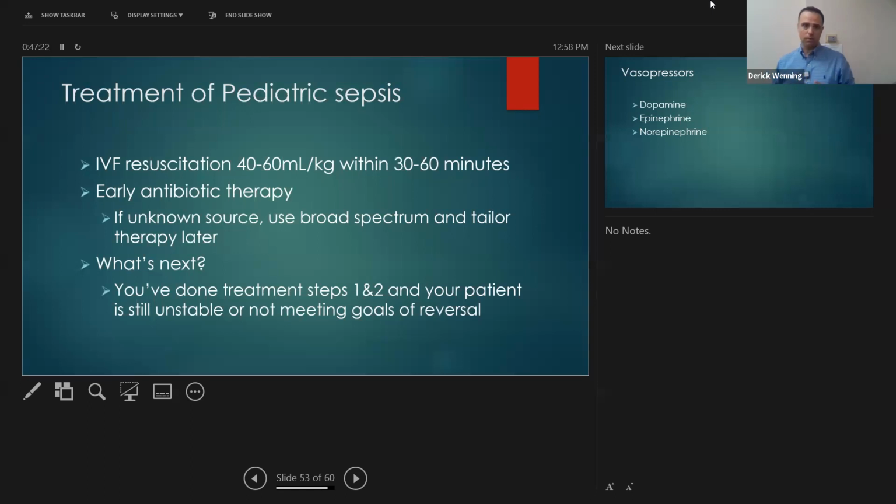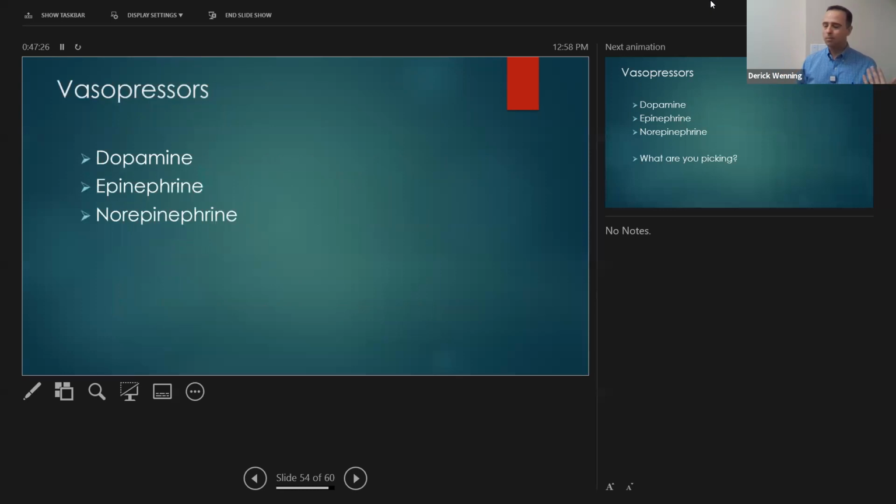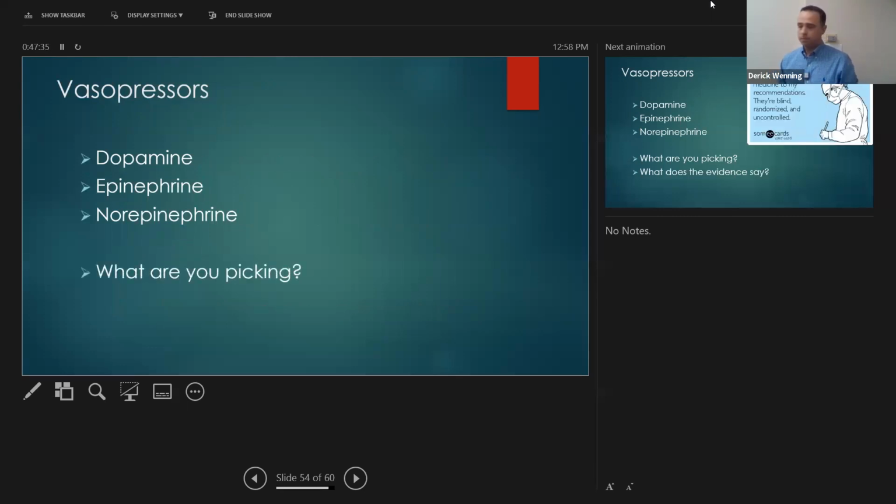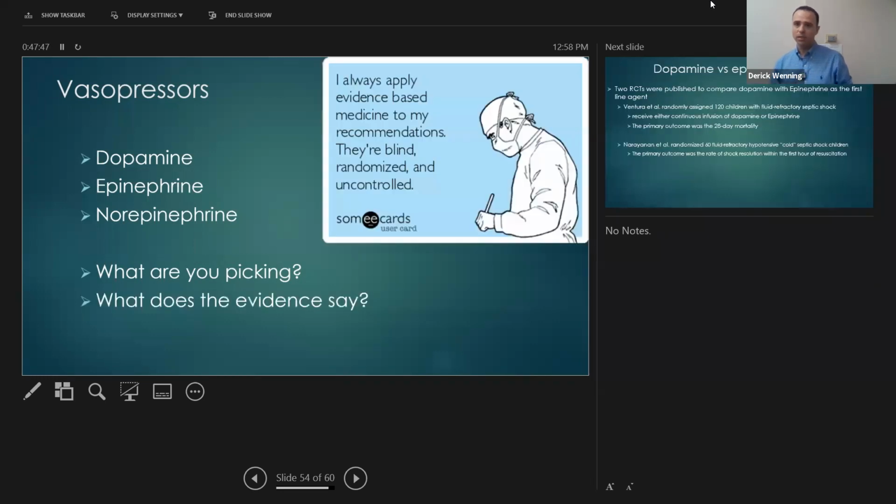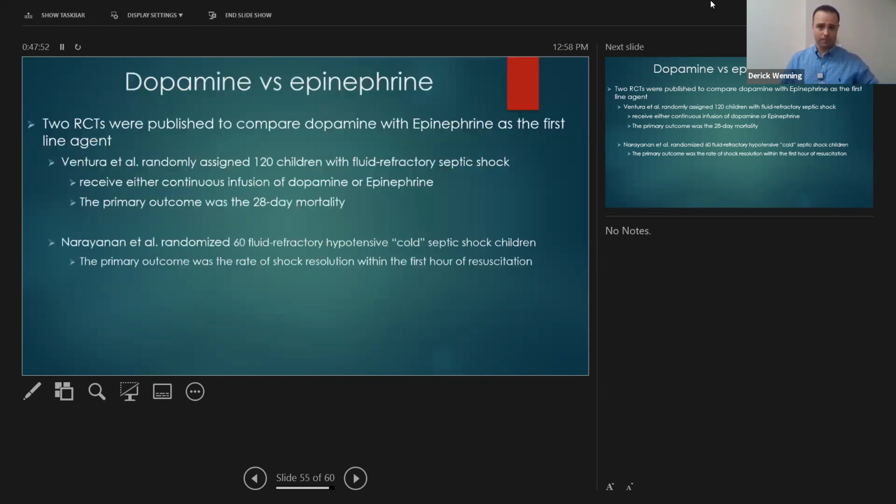Pressors. Okay, so we're talking about vasopressors for kids who are persistently hypotensive. So you basically have the big 3 that we're going to use, maybe. So dopamine, epinephrine, norepinephrine. Anybody have a choice? Anybody know what they would pick? Anybody know what they would roll out? Depends on the kind of shock is an excellent question. Okay, the answer is yes. So what does this evidence say? So we'll talk about that right now.